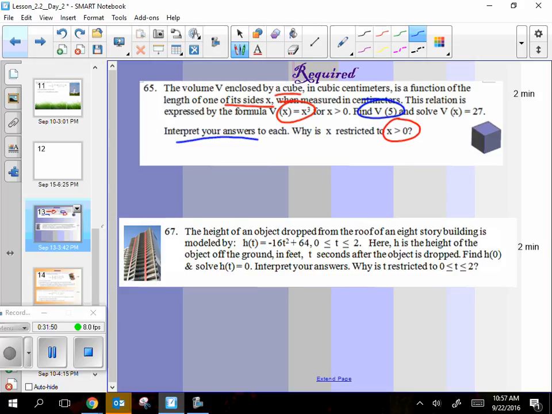Okay, the next one. Why do you think when you drop an object off a building that it only really works for time between 0 and 2?